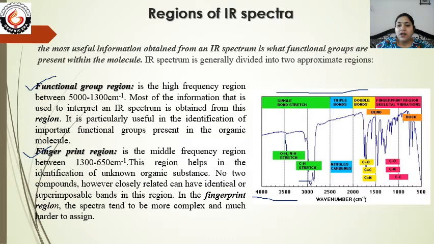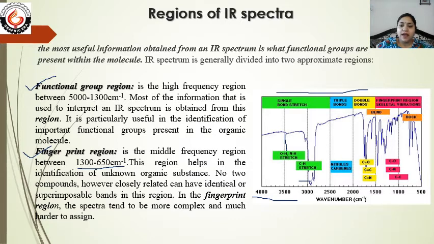The fingerprint region is the middle frequency region between 1300 to 650 centimeters inverse. This region helps in the identification of an unknown organic substance. And what is the specialty of this region? This region does not show any functional group, but consider compounds with similar structures, like isomers. Both isomers have the same functional groups, the same type of CH bonds, etc.